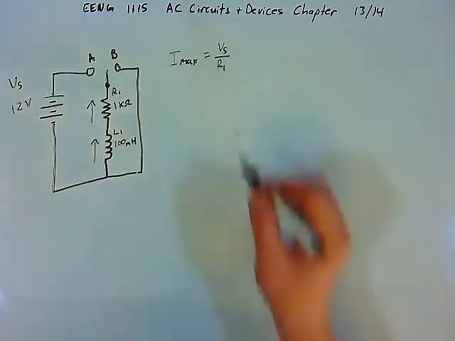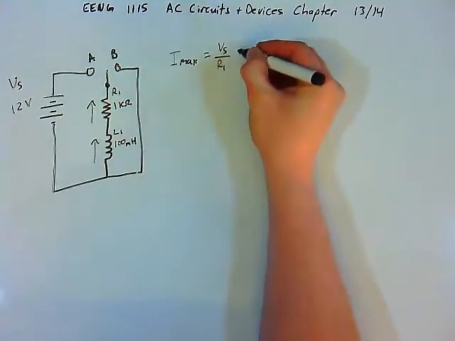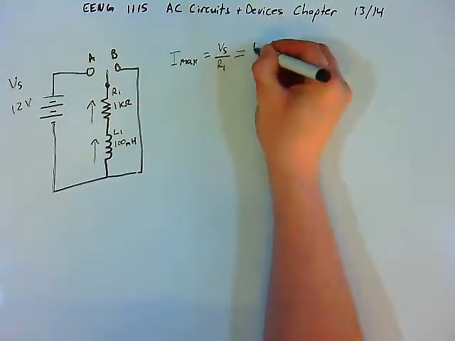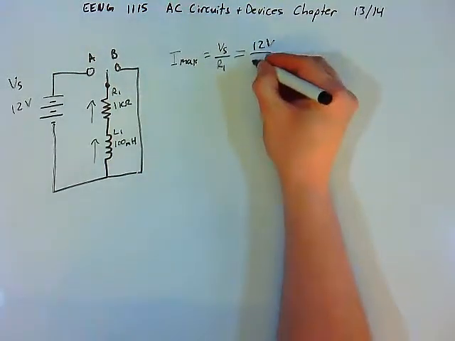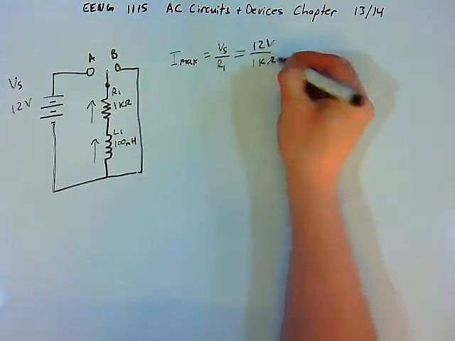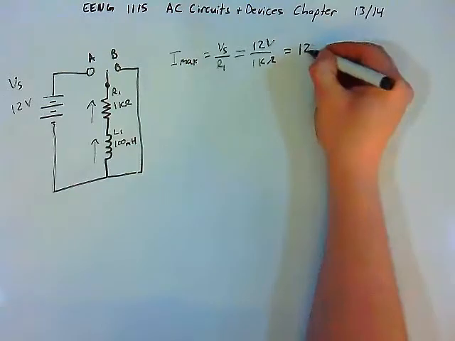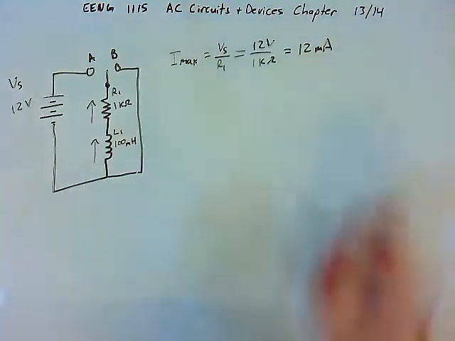So in this example, the maximum current that can flow in the circuit will be our 12 volts, which is our source voltage, divided by the resistance of the circuit, which is 1 kilo ohm, and we'll get 12 milliamps. That is the amount of current that would flow in the circuit if there was no inductor in the circuit at all, right? If we just had one resistor, one 12-volt source, resistance is 1 kilo ohm, we would expect 12 milliamps to flow. That's going to be the maximum amount of current that can flow in the circuit.